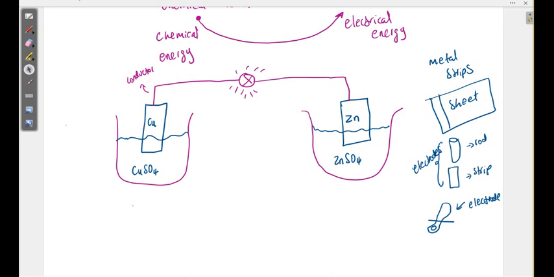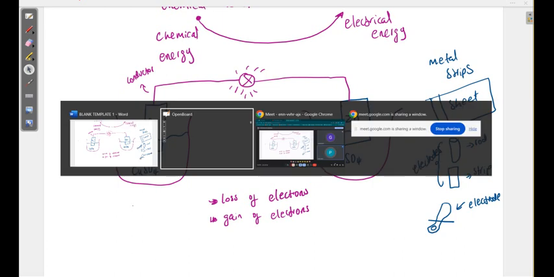The moment we do this, two things are going to happen. We're going to have a loss of electrons from one of the metals, and we're also going to have a gain of electrons from one of the metals. Now the question would be, which one will lose electrons, which one will gain electrons? In order for us to get the answer to that, we're going to use table 4B.